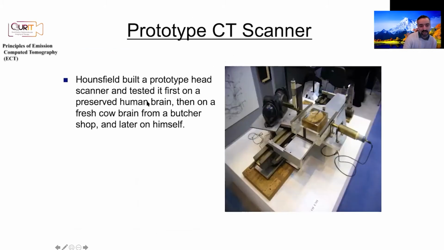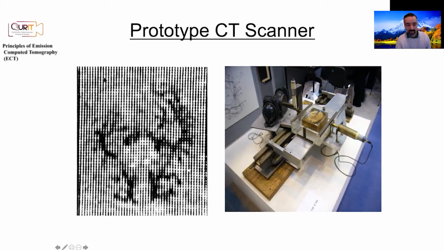So the prototype CT scanner was built for the head, and Hounsfield tested it first on a preserved human brain, and then on a fresh cow brain from a butcher shop, and later on himself. So you can sort of see the kind of historic efforts that were going on here. And these are the kind of images that were initially obtained, right? So if you guys end up getting something like this in some of your studies, this could be a Nobel Prize for you. Don't give up. You know, this could change everything.